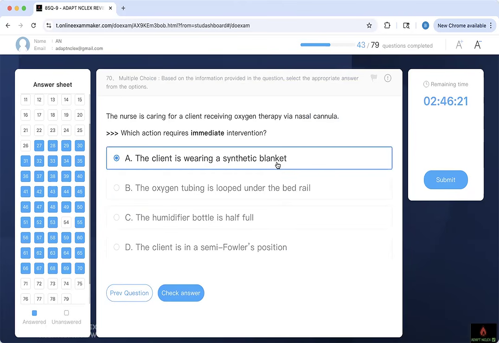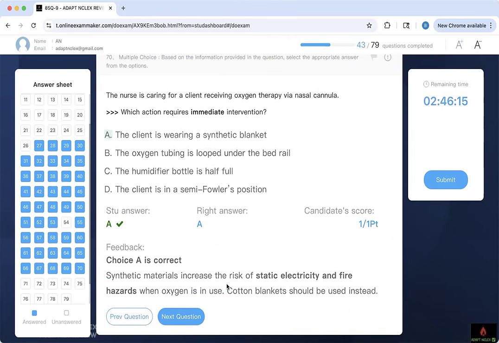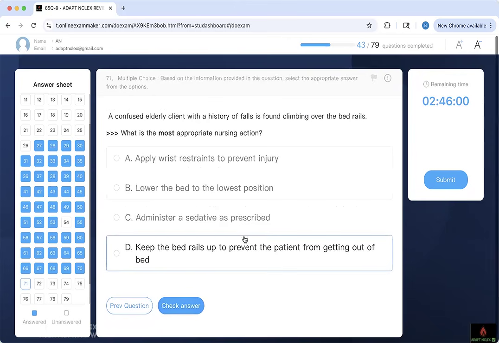Oxygen and a synthetic blanket, they hate each other. Fire in the hole. That's bad. We can have oxygen tubing looped under the bed rail. It's not bad, but a synthetic blanket is going to catch fire. That is the key. A cotton blanket is much better.